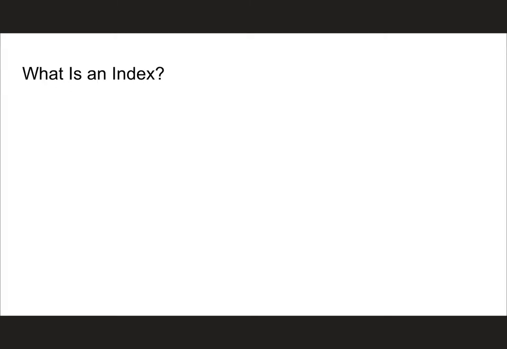So finally, the question about the index. So what is an index? Let's say that I want to measure the relative health of a neighborhood, and I want to compare neighborhood A with neighborhood B.